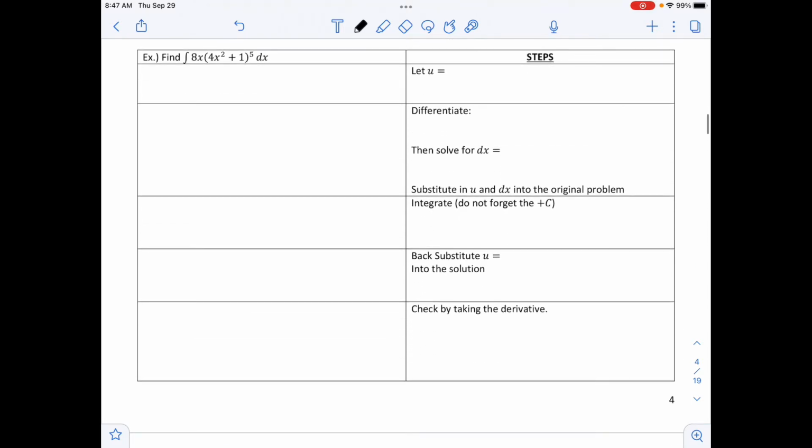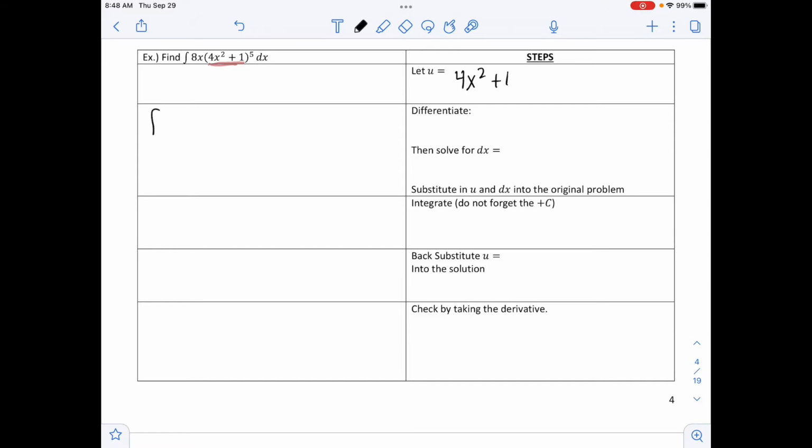So I took those steps and wrote them down for the first two problems, just so we can get a better understanding of the steps to do this. The example says find the integral of 8x times 4x squared plus 1 raised to the 5th power. For this, you'll notice that we do have an inside function. That inside function, again, is in parentheses, like we saw when we talked about the chain rule. And so remember, the inside function is what we're going to set u equal to.